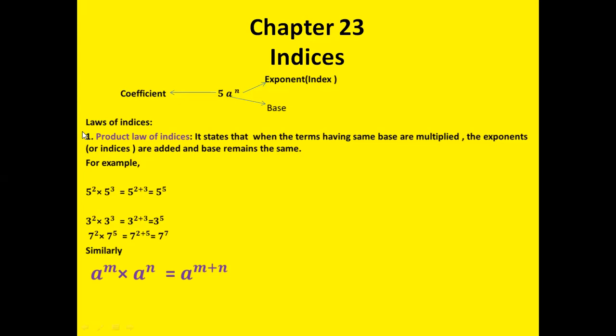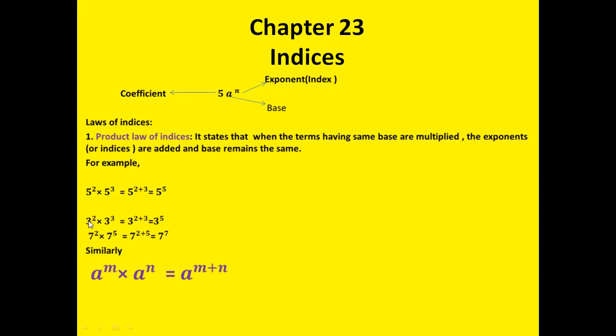Okay, and here look at laws of indices. First law is product law of indices. It says that when the terms having the same base are multiplied, the exponents or indices at power are added. Look here, for example, 5 to the power 2 and 5 to the power 3. This is 5 square and 5 cube. Look, both have same base, and if I am multiplying them, they write only one base 5, and their power will be added, 2 plus 3. That will be 5 to the power 5.